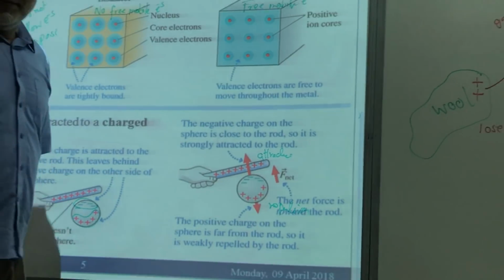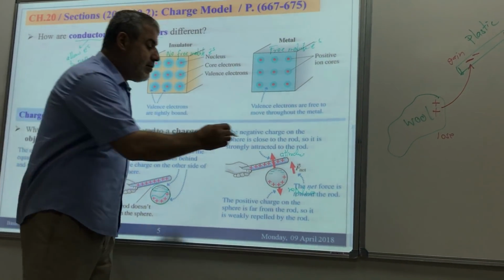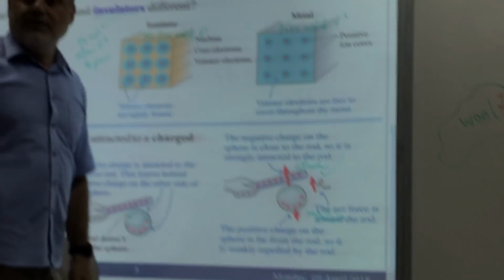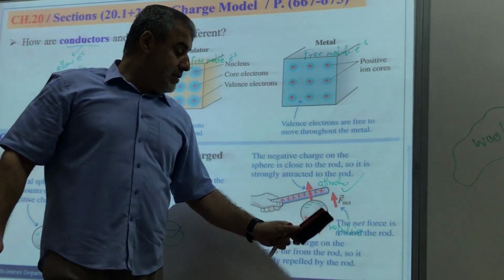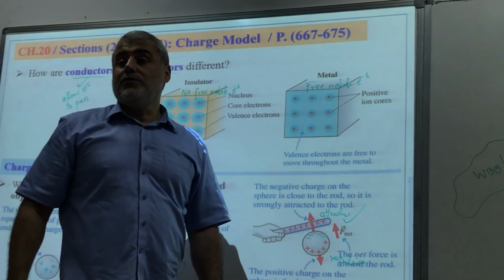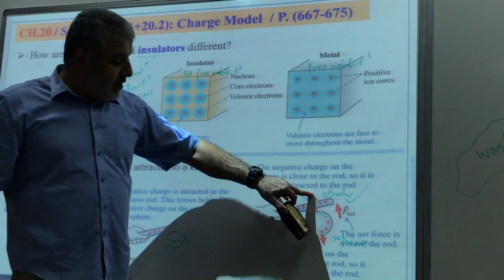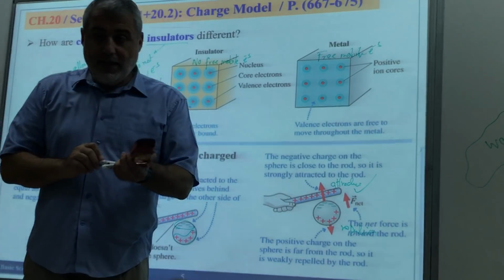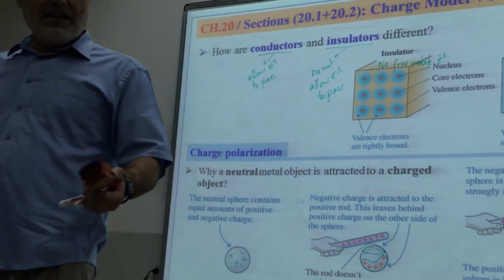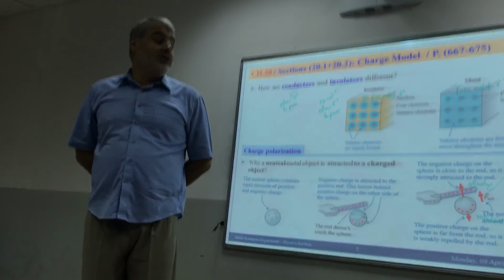Can you tell me why the attraction force here is bigger than the repulsion force? This is obvious from the arrows. You know, this is a large one, this is a smaller one. Come on, Shabab. Why is the attraction more than the repulsion in this case?